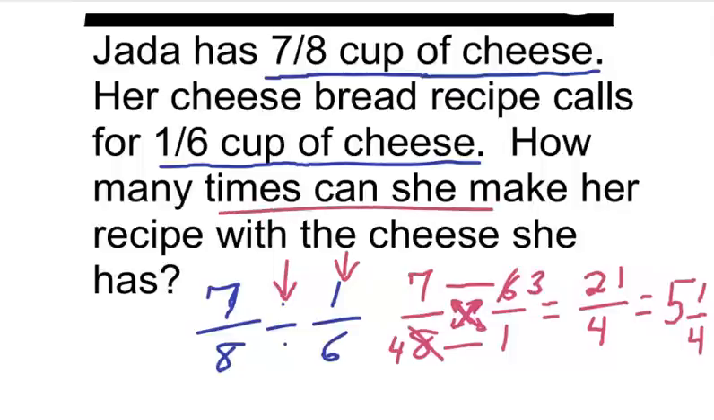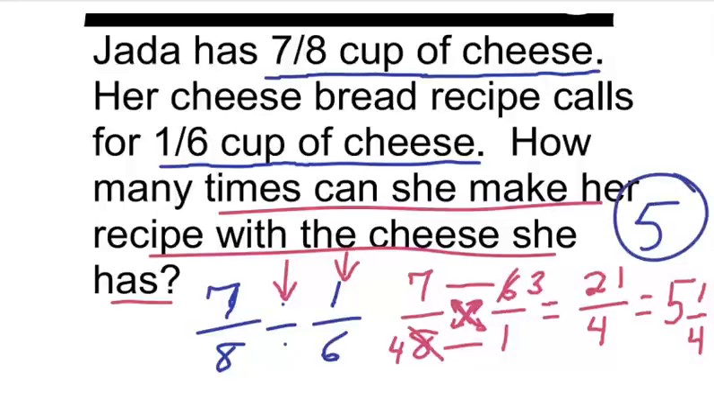How many times can she make her recipe with the cheese she has? Well, the answer would simply be 5 times. She has a little bit more cheese left over, but it's only 1/4. So she can make it 5 times. That's how many times she can make her recipe.